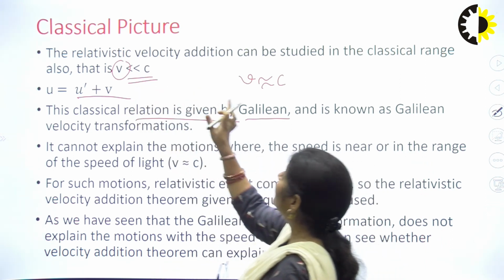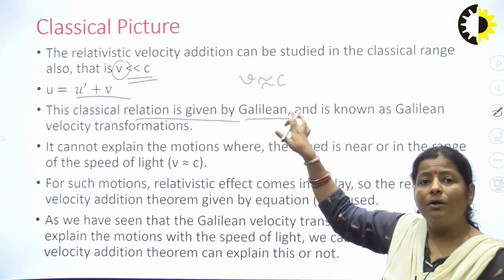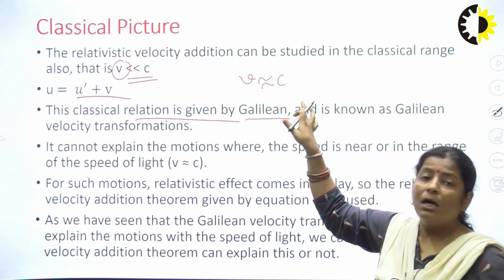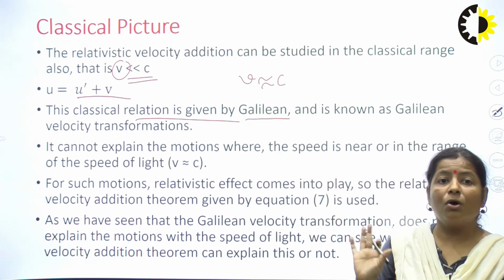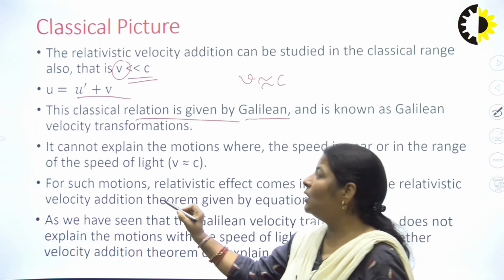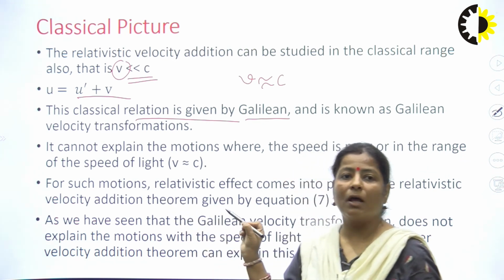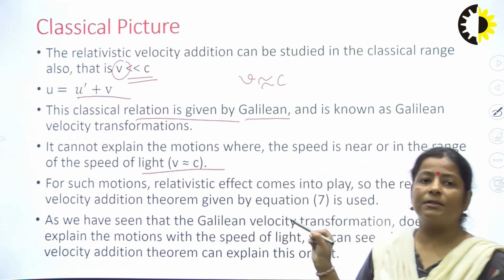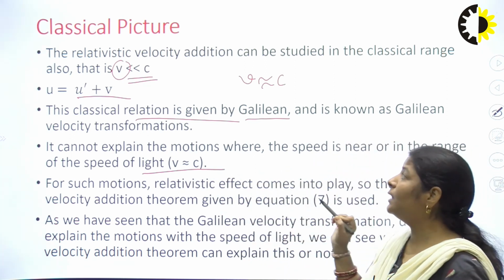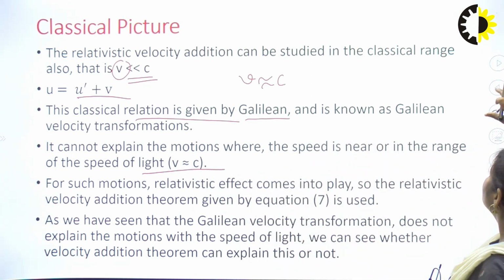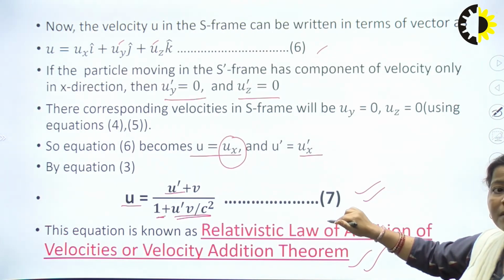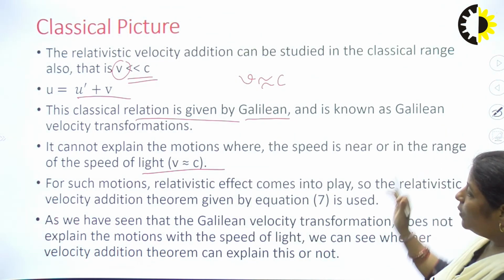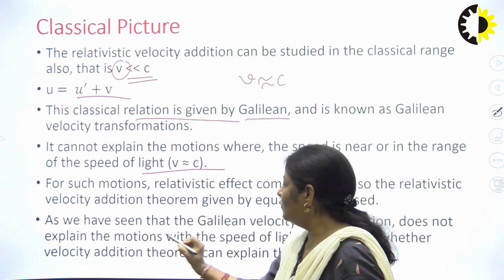They did not work when we use the transformation for this range. The Galilean part does not work. So that is why we required a new velocity transformation and that is why the study started for this. And we were having that transformation, which is this equation 7. So what happens now?